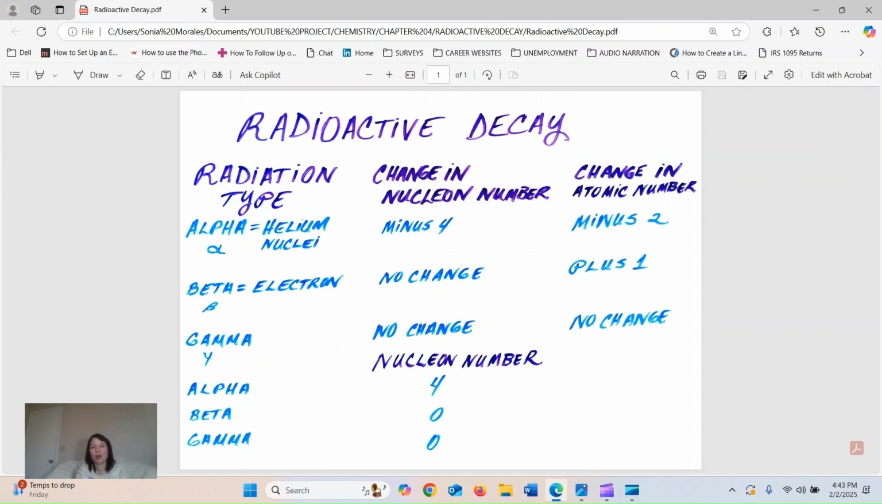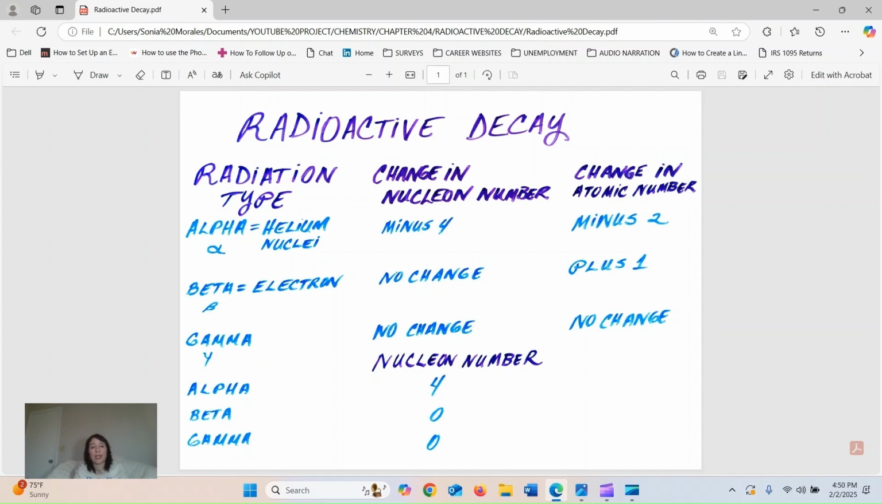Let's talk about radioactive decay. So, what is radioactive decay? It is a process whereby unstable nuclei that occur in nature go through a decay chain in order to achieve a more stable state. So, now let's talk about the different radiation types.